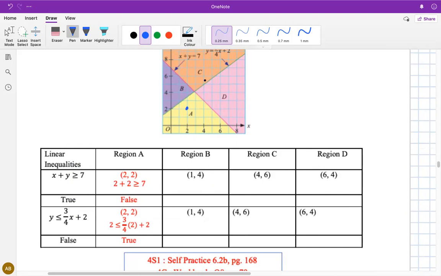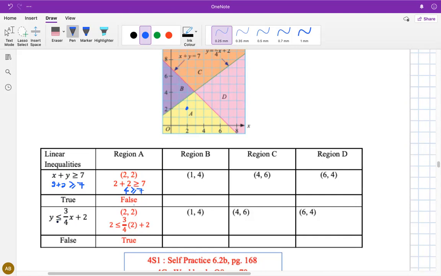All right, when you substitute in 2, 2 plus 2 is 4. Is 4 greater than or equal to 7? That is false. How do I get 2 plus 2? We just substitute here, 2 plus 2, and then check whether it is greater than 7. 4 greater than 7 is of course false, so you write down false here.